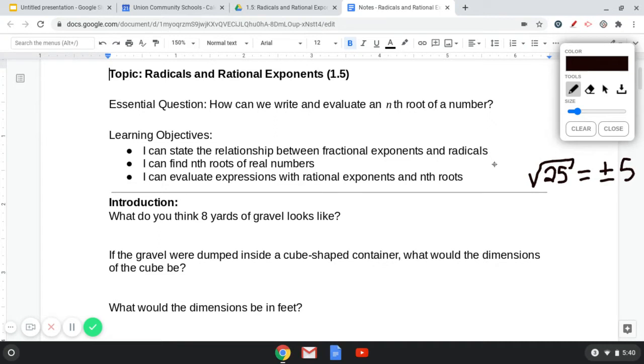So our learning objective, we're going to explore the relationship between fractional exponents and radicals. We're going to find nth roots of real numbers, and then we're going to evaluate expressions with rational exponents and nth roots. So first, we'll talk through this intro.